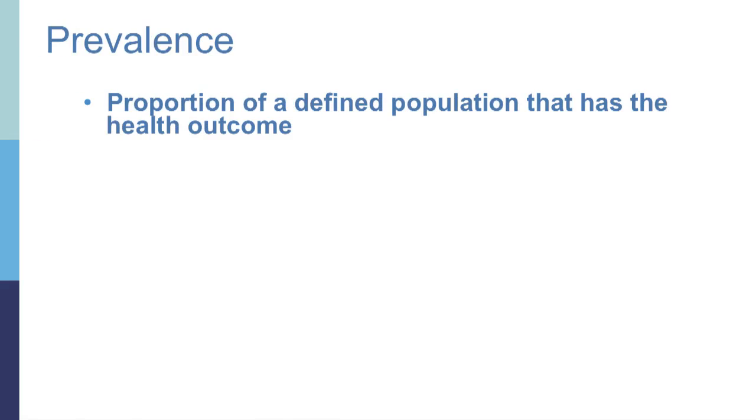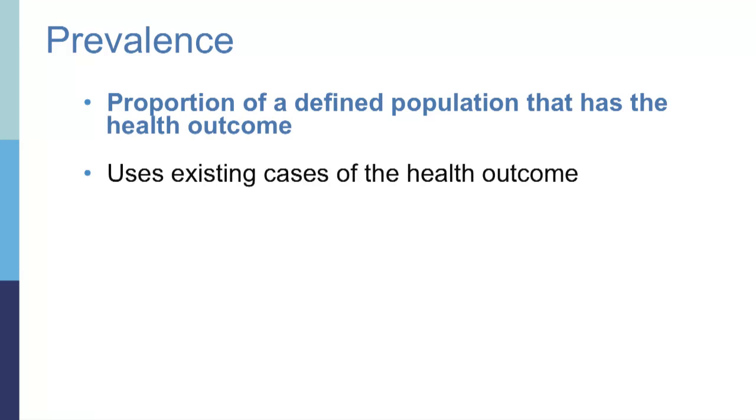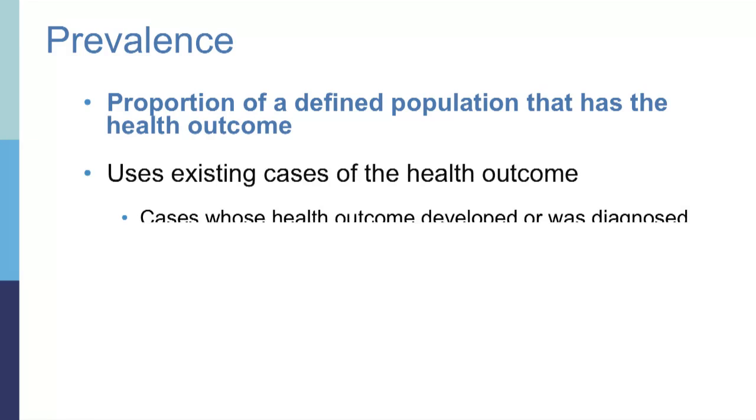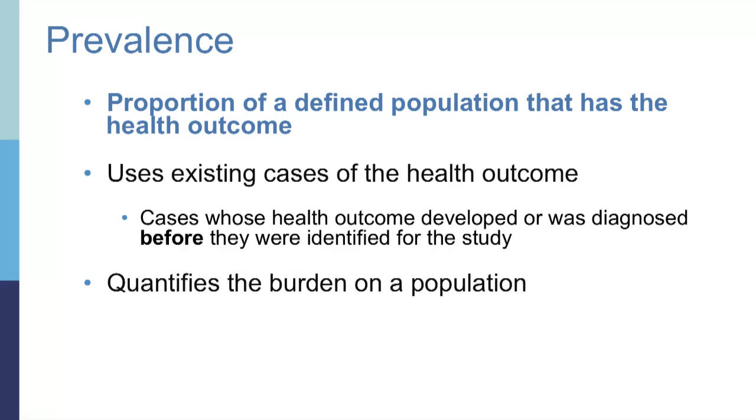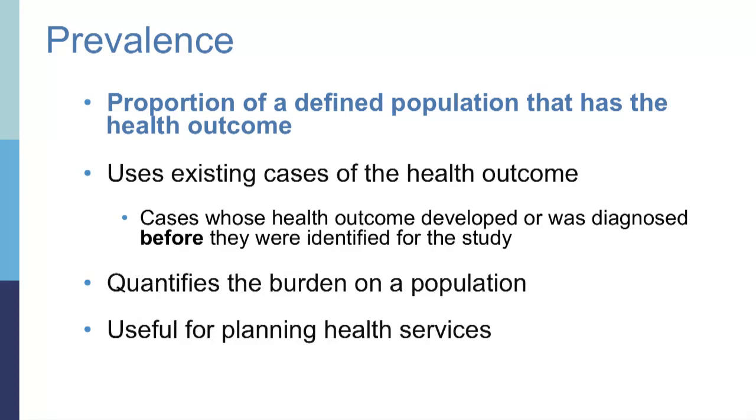Prevalence is the proportion of a defined population that has a particular disease or health outcome of interest. Prevalent cases are existing cases of disease. These are cases whose disease developed or was diagnosed before they were identified for the study. Prevalence is useful to quantify the burden of a health outcome or disease in the population at a given point or period of time. Prevalence can also be useful for planning health services.